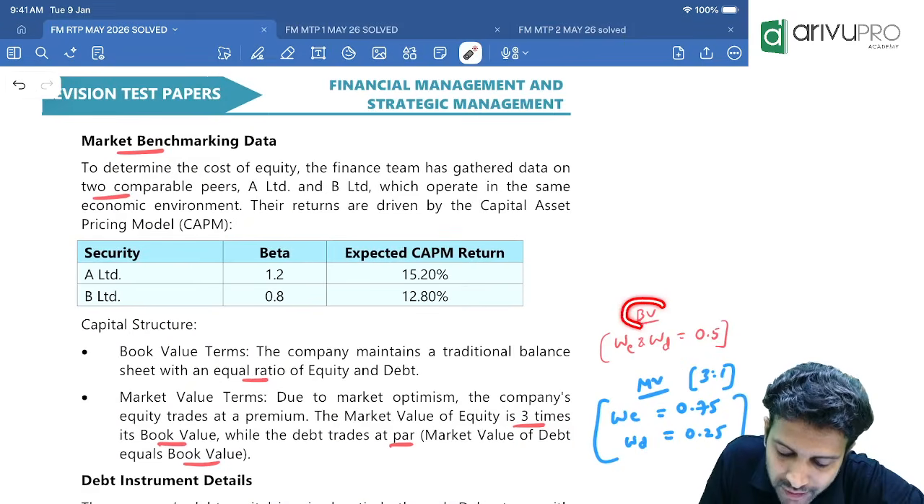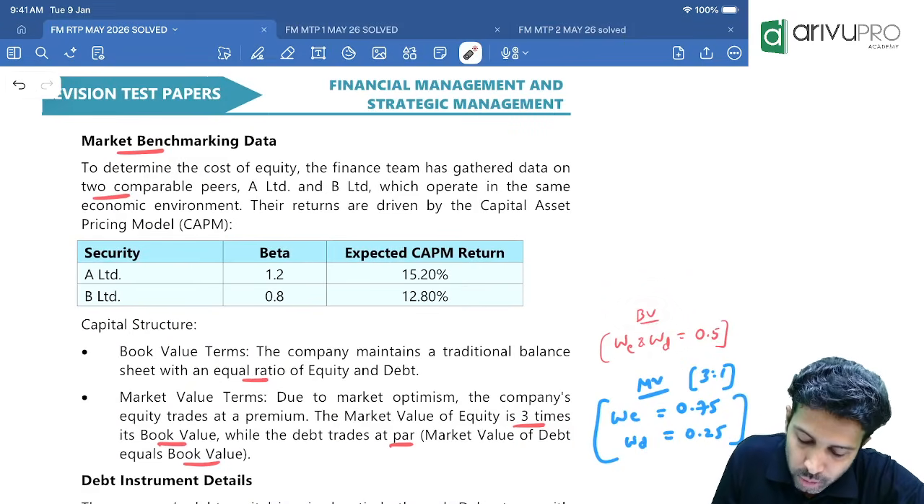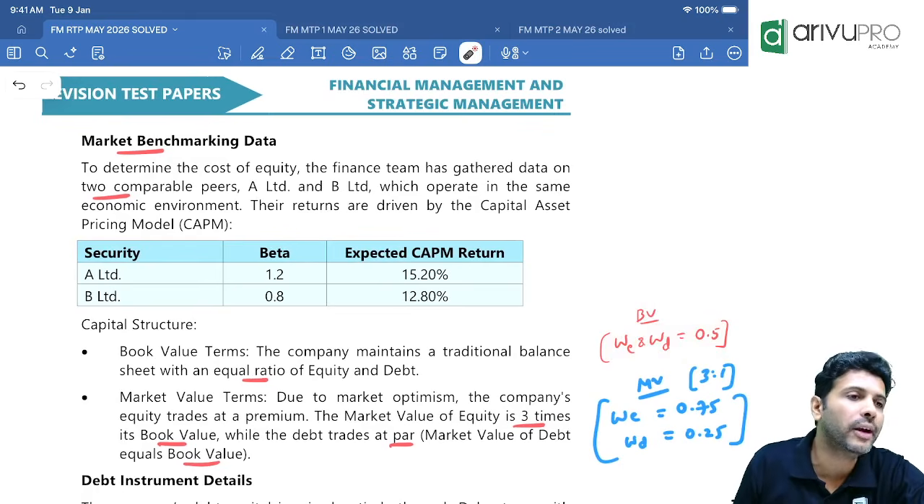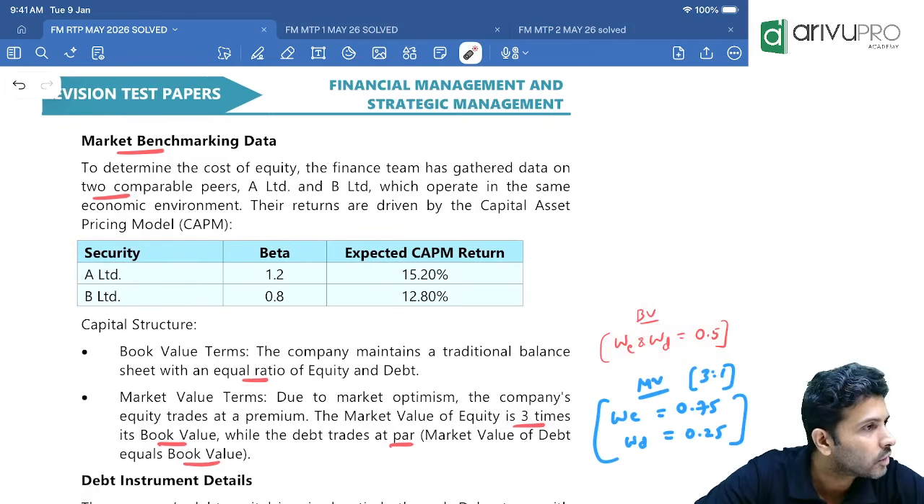This is based on what? Market value or book value? Based on book value, the weight of equity and weight of debt are both 0.5. Move on to the next.